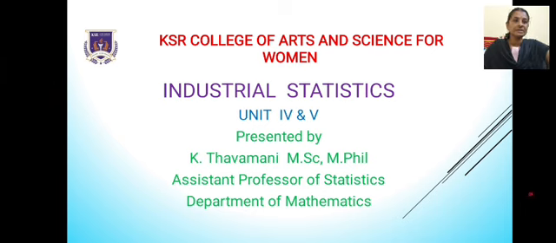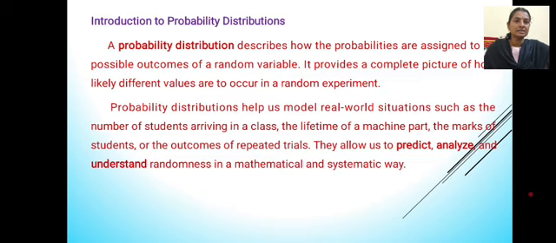In this video, we discuss industrial statistics. In industrial statistics, we have the probability distribution. A probability distribution describes how the probabilities are assigned to possible outcomes of a random variable. It provides a complete picture of how likely different values are to occur in a random experiment.